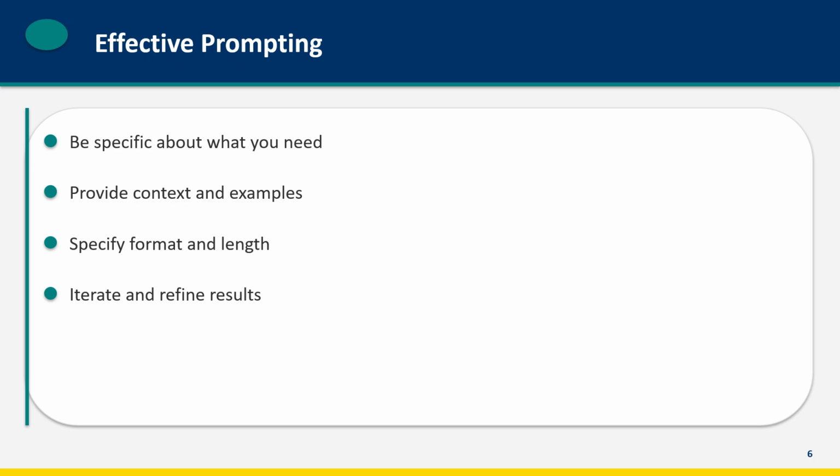Getting good results from AI requires effective prompting. Be specific about what you need. Not "write a status report," but "write a one-page status report for executive stakeholders covering project progress, risks, and decisions needed." Provide context and examples. Share your company's typical format or tone. Specify format and length, bullets or paragraphs, 500 words or 100. Iterate and refine. First drafts are rarely perfect. Ask for revisions until the output meets your needs.